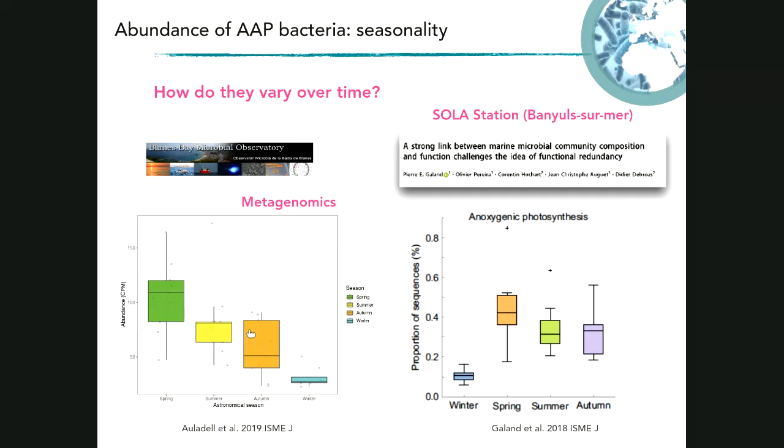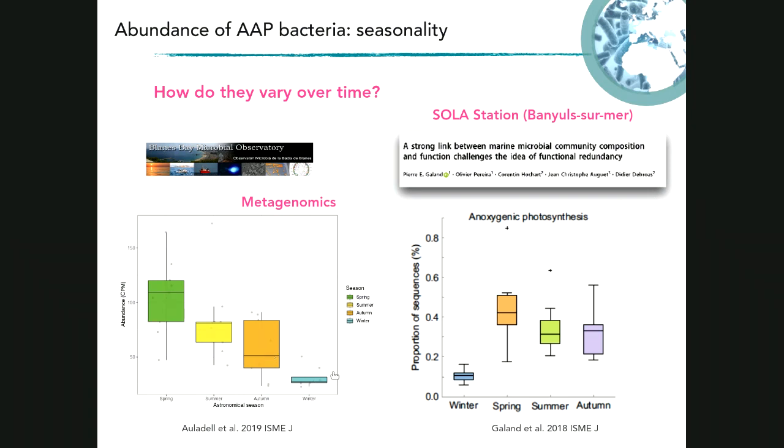From these same samples, we also had metagenomics, only for 3 years, not for the 10 years. We could extract the genes related to these AAPs, and also show that even though the absolute numbers were slightly different, because it's a different method that has different biases, the trend was the same. They are more abundant in spring and summer than in fall and winter.